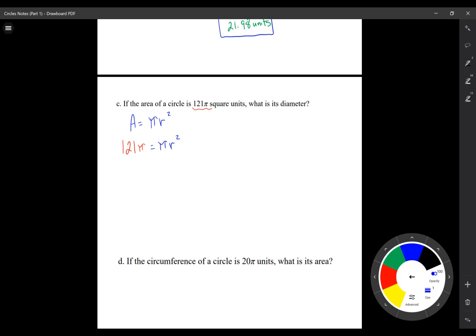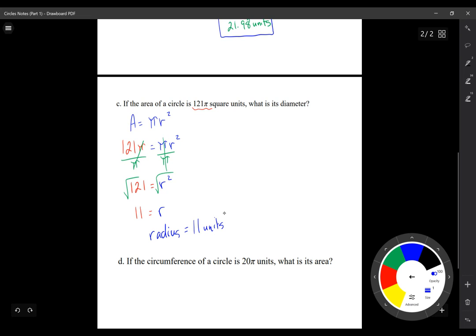So now that we have this, we need to get r by itself. We want to find our radius. That's the one variable that we can locate. So we're going to simplify this by dividing both sides by pi, since there's a pi value on both, and those will cancel out. So we're left with 121 equals r squared. From here, we can take the square root of both values to get r squared to r, and we'll have 11 is equal to r. So our radius is equal to 11 units.